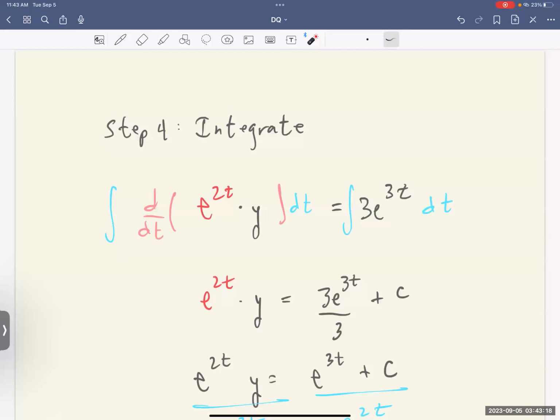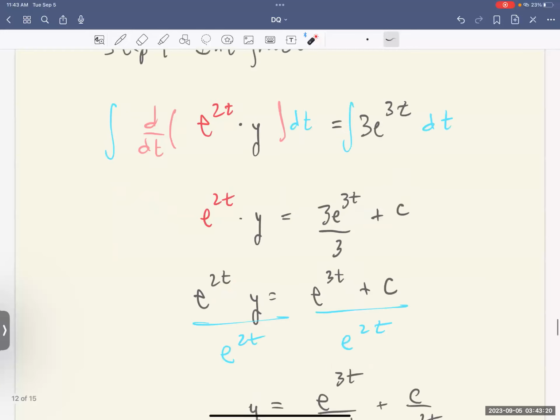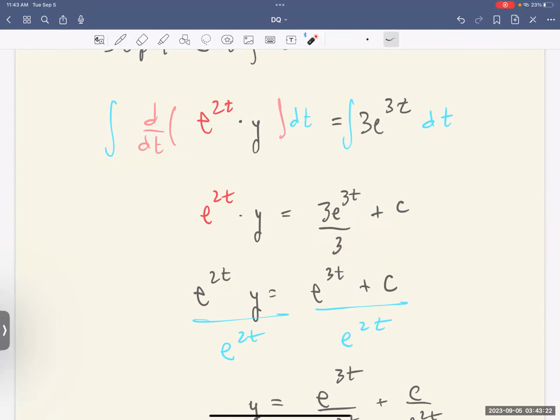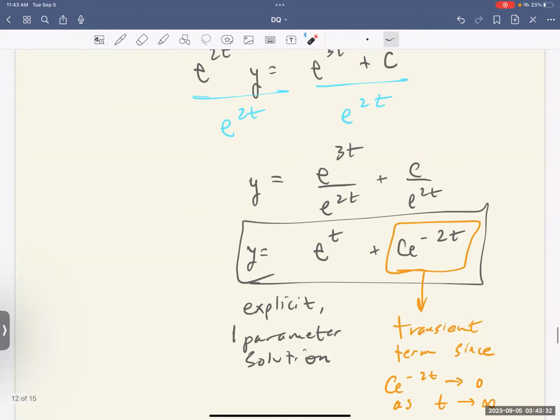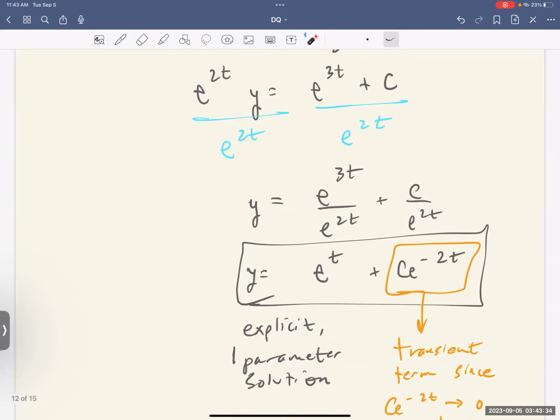Right, I actually have to integrate. Here's our antiderivative. Then we're going to solve for y. So divide by e to the 2t on the left side and the right side. We're doing that here and here with e to the 2t. Left side, they cancel. Right side, e to the 2t goes into e to the 3t and the c.